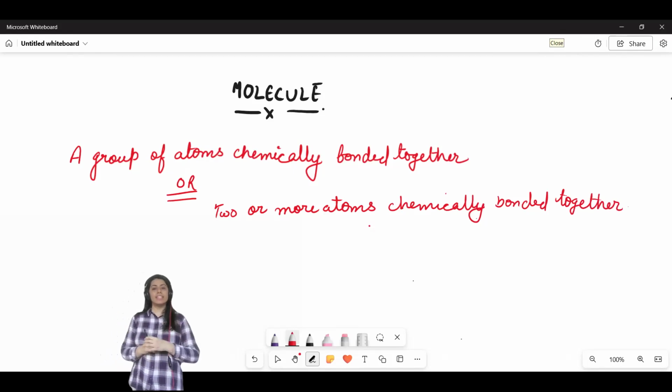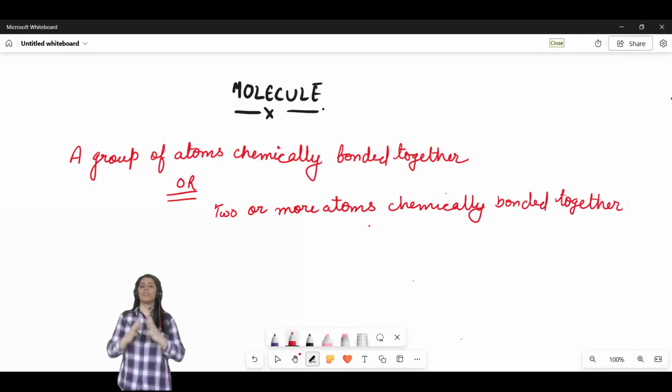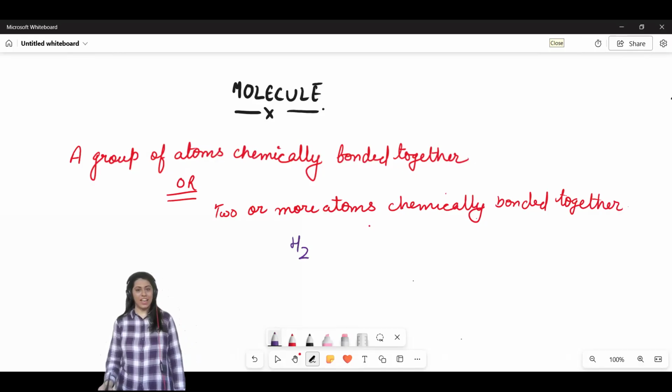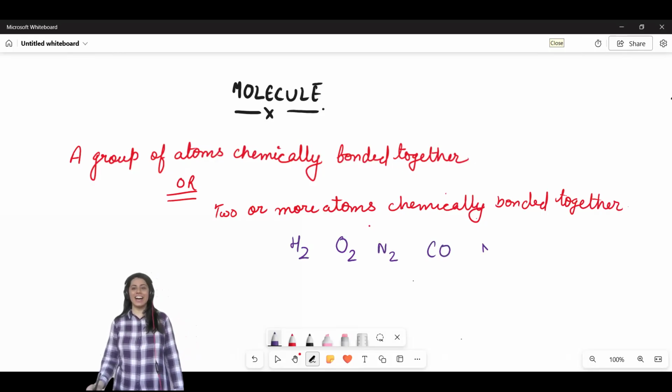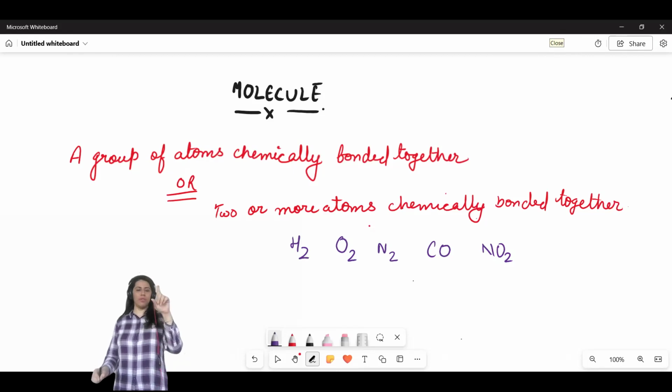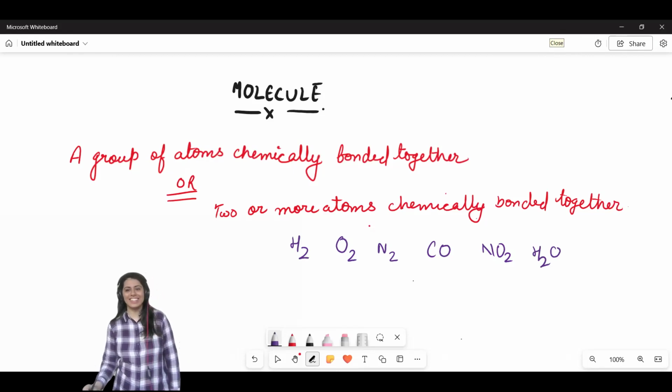We have written it is two or more atoms chemically bonded together, meaning they are tightly staying together. And I know many molecules are roaming in your mind, right? Can you suggest some formulas of molecules, or something that has two or more atoms together? Yes, H2, O2. What else? N2, very nice. CO, come on. NO2. What else? Just one more. H2O, excellent, etc.